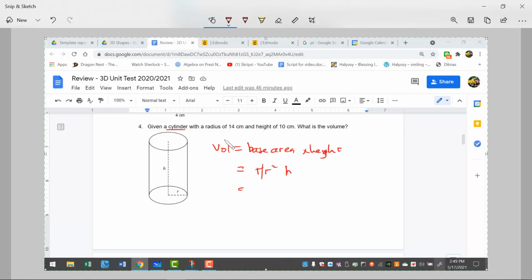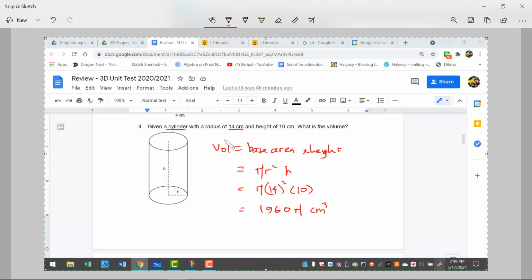And we know that the radius is 14, so it's just pi times 14 squared, and then times the height, which is times 10. Okay, guys, so this is going to be pretty easy. Just use a calculator. 14 squared is equal to 196, times 10, we will get 1960 pi, and we have centimeter cube.